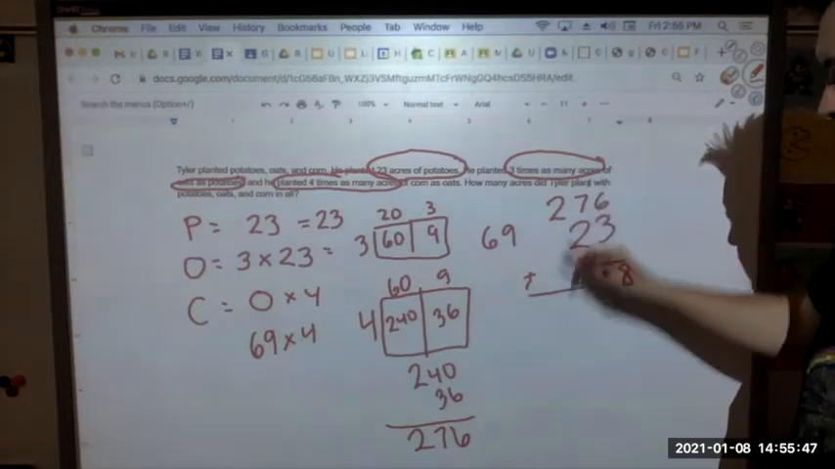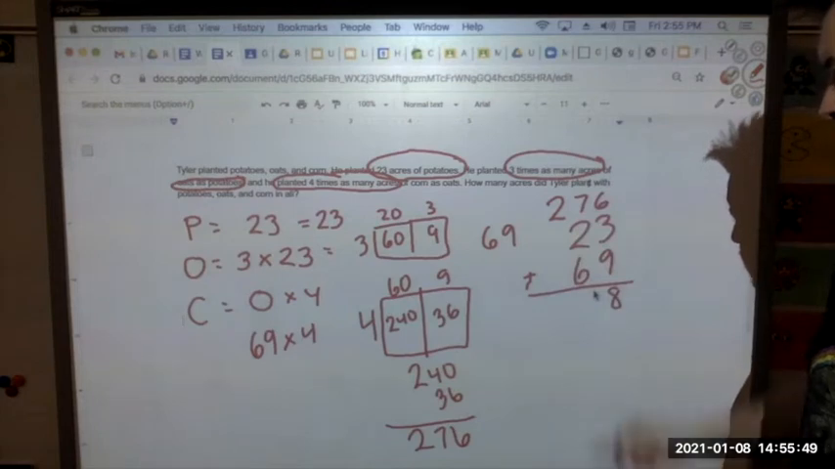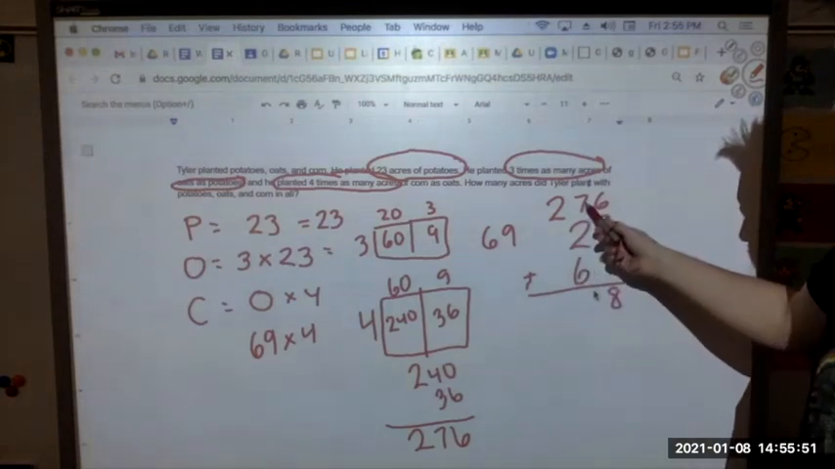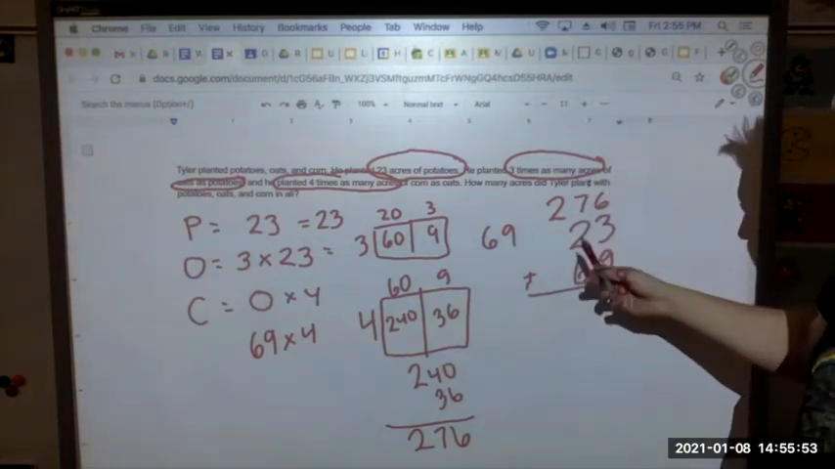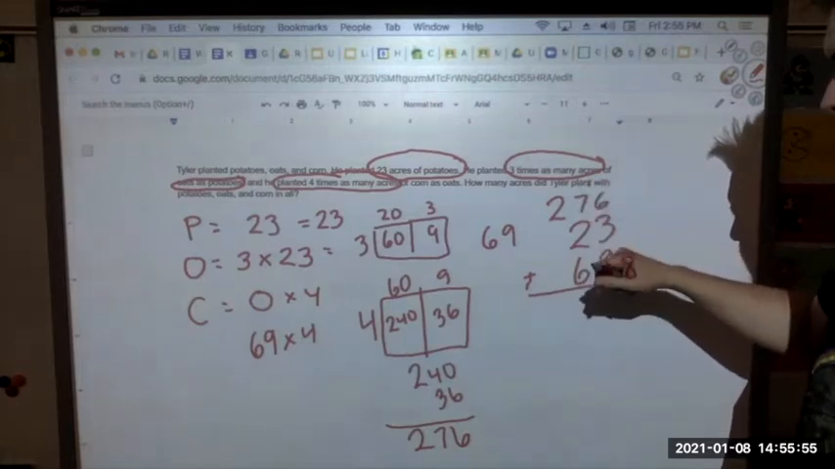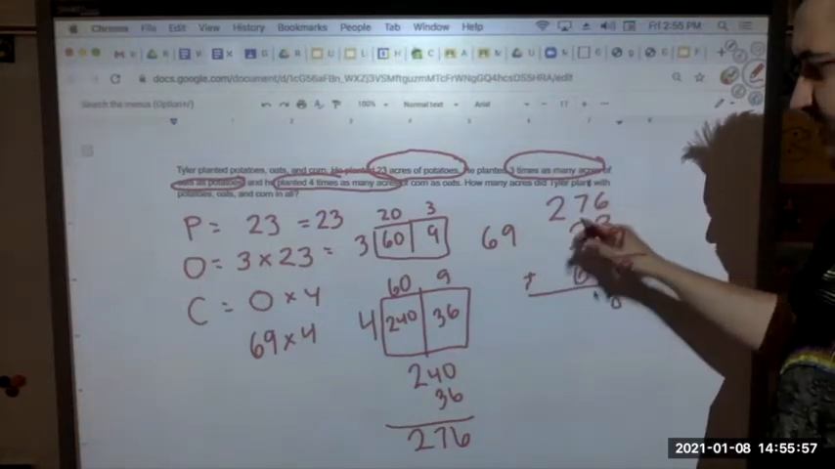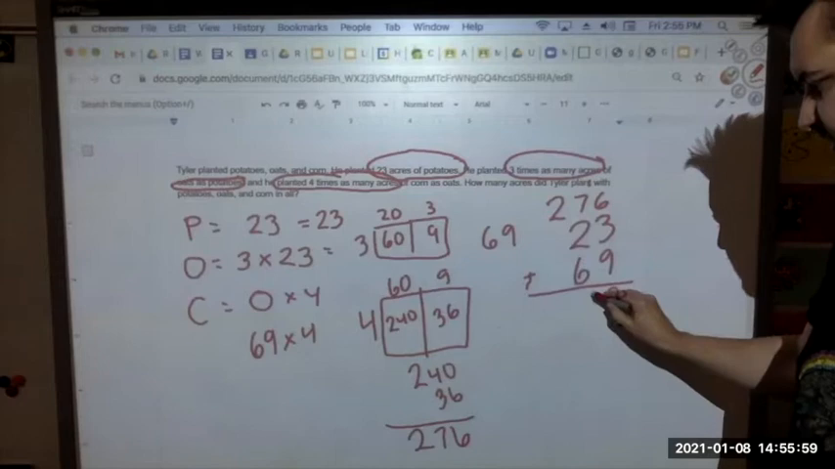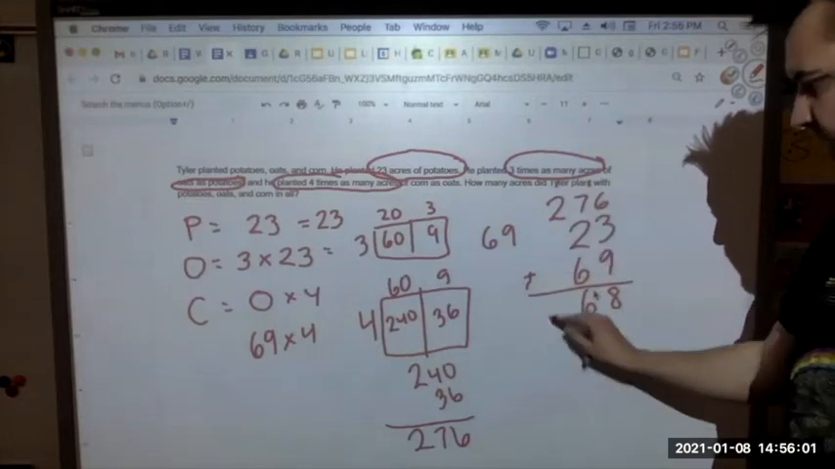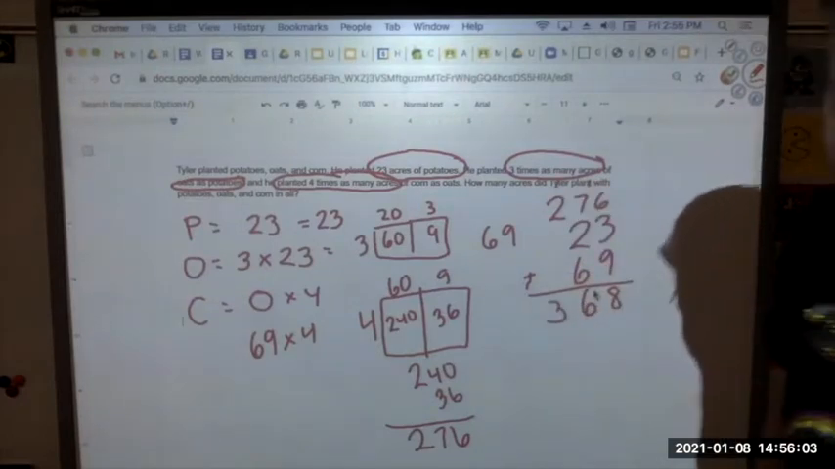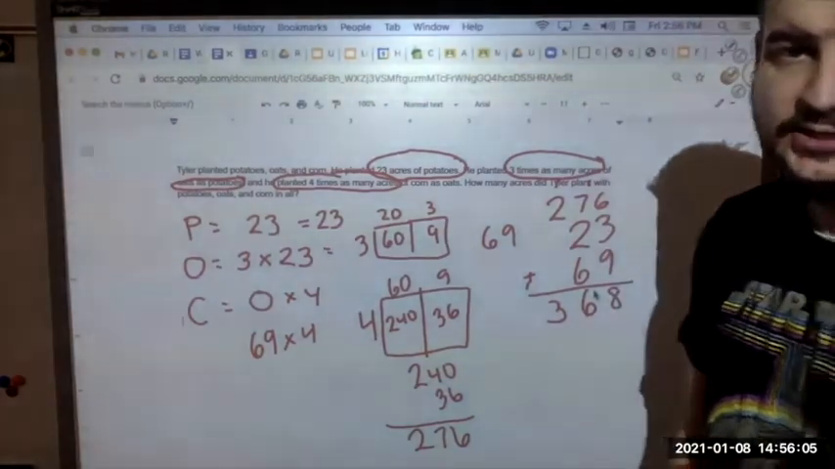7, carry that 1. So I know that would be 2. I do all this crazy stuff in my head. 8 and 1, or sorry, 7 and 1 make 8. 8 plus 2 is 10. 10 plus 6 is 16. Woo! And 3. 368 is what you should have got. Total acres.